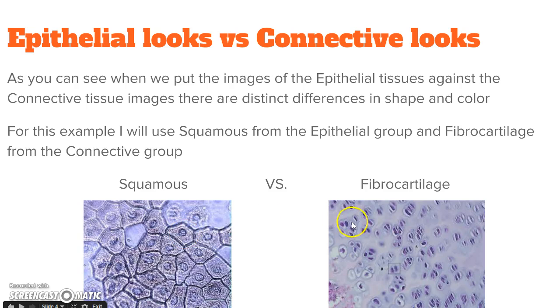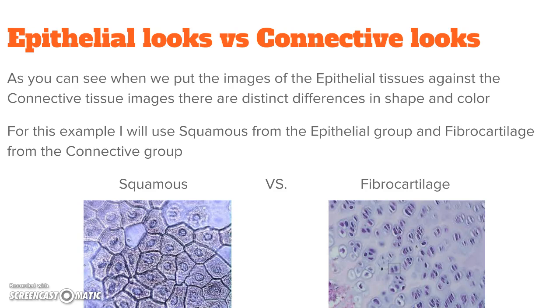You can tell the difference between these 2 types of tissues due to the way that they are shaped, and as you can see, there's not much space in between these cells right here. They're all squished together, and then when you look at fibrocartilage, there's a little bit that are squished together, and then the rest are just floating around doing their own little thing.